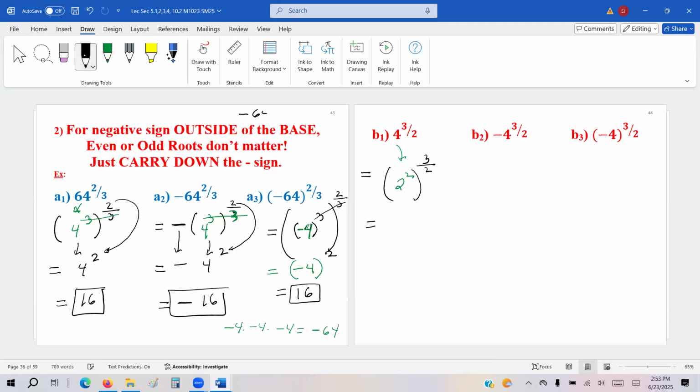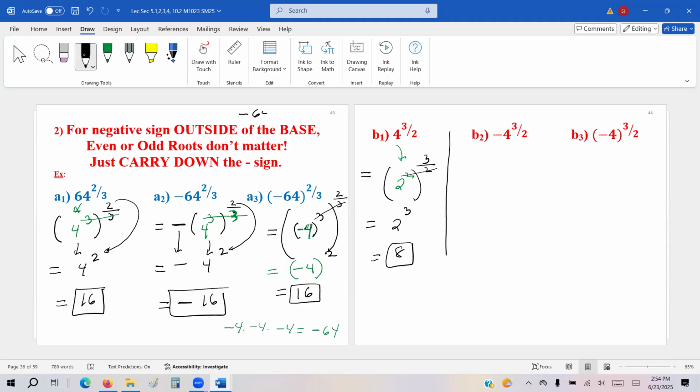And then what happens? 2 cancels out. Excellent. So if you multiply 2 3 times, what do you get? 2 times 2 times 2. 2 times 2? 4 times 2? 8. So your answer is 8. Not bad.